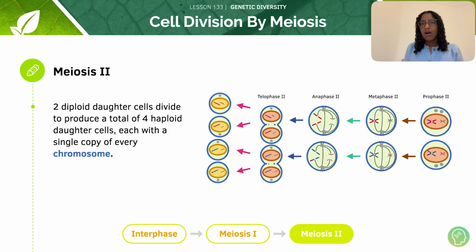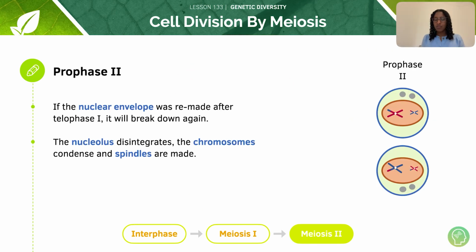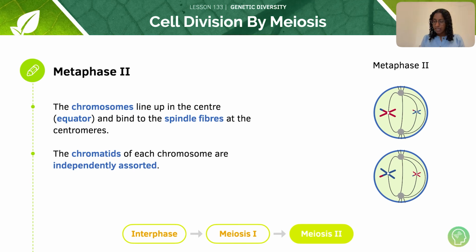Now, something that I want to draw upon here is that in meiosis II, we get our 2 daughter cells that were formed from meiosis I dividing to produce 4 haploid daughter cells, each with a single copy of every chromosome. Now, let's go into those little details of meiosis II again. So if the nuclear envelope was remade after the end of meiosis I, so at telophase I, it will break down again because we need to release those chromosomes again for the spindle fibres to get to them. The chromosomes condense and spindles are made at the centrioles here.